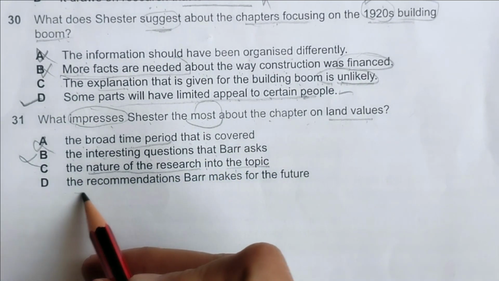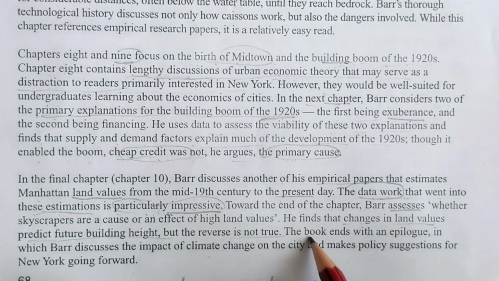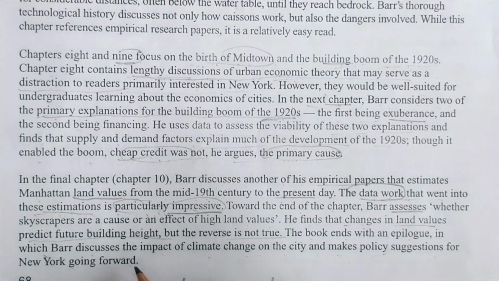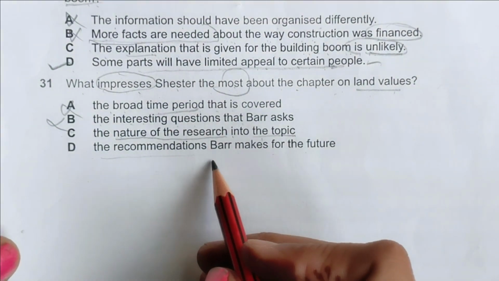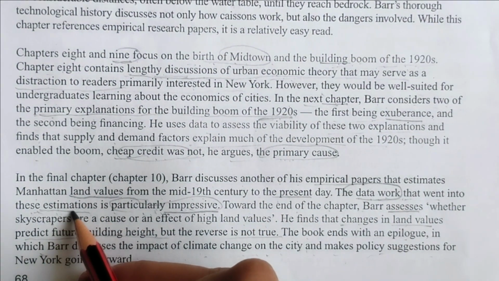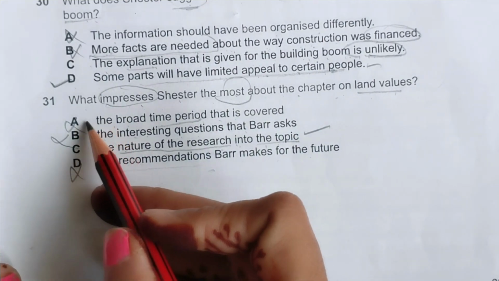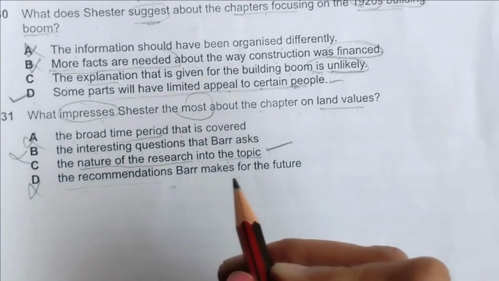Let's find it. The recommendation Barr makes for the future, yes, it is given. The book ends with an epilogue in which Barr discusses the impact of climate change on the city and makes policy suggestions. But no, because she is not impressed with the recommendations. She is saying the data work that went into the estimations is particularly impressive. It means the nature of the research into the topic is what is left. So we have to scrutinize each and every point before reaching the final answer.